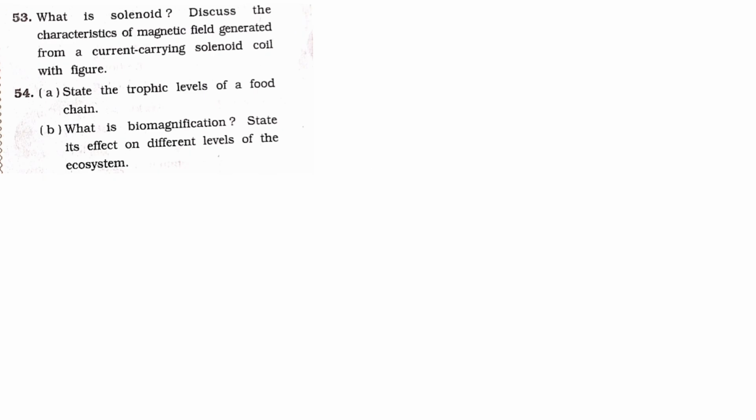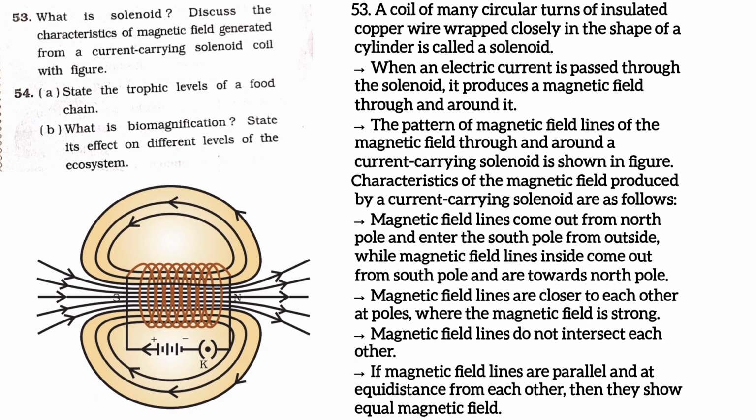Question number 53. What is solenoid? Discuss the characteristics of magnetic field generated from a current-carrying solenoid coil with figure. Answer. A coil of many circular turns of insulated copper wire wrapped closely in the shape of a cylinder is called a solenoid. When an electric current is passed through the solenoid, it produces a magnetic field through and around it. The pattern of magnetic field lines through and around a current-carrying solenoid is shown in the figure. The figure is given here.